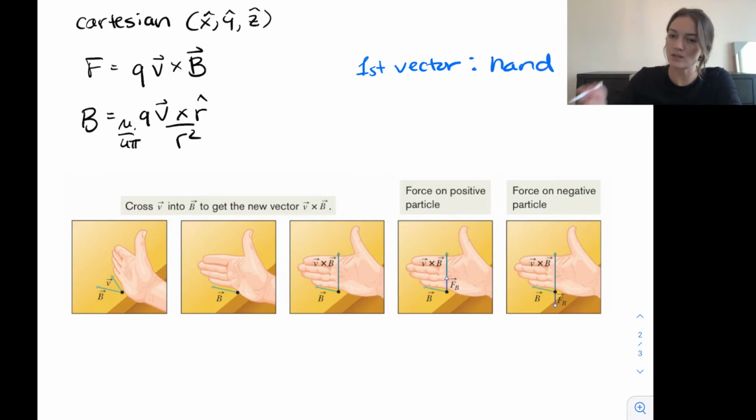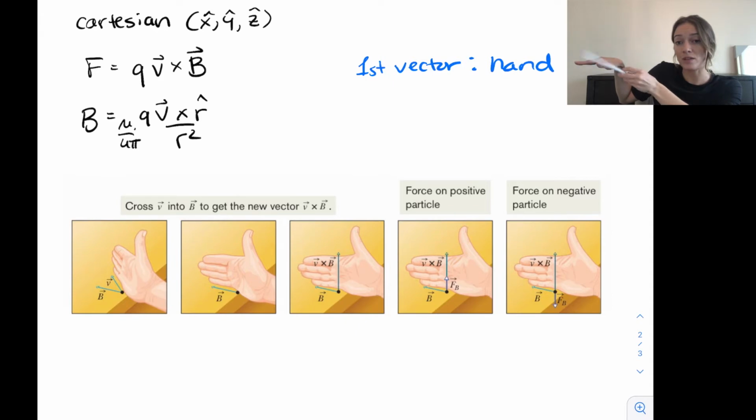Put your hand in that direction, and then you bend your fingers in the direction of the second vector. If I have my hand like this, I just bend my fingers at a 90-degree angle, right? Because it's Cartesian, so all of the vectors are at 90 degrees to each other. They're perpendicular. So I have my hand in the direction of my first vector, which in the case of the Lorentz force law is just my velocity. I bend my fingers 90 degrees in the direction of the magnetic field. If my magnetic field is pointing downward, my fingers bend down.